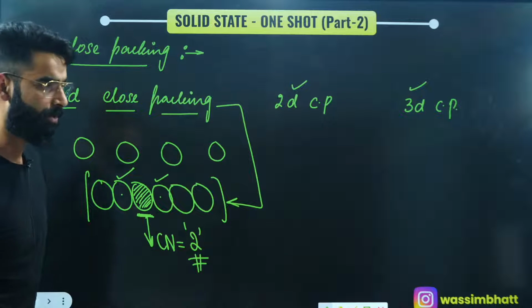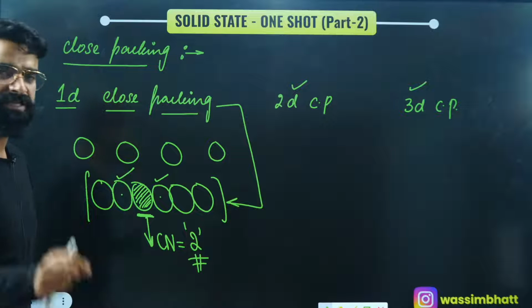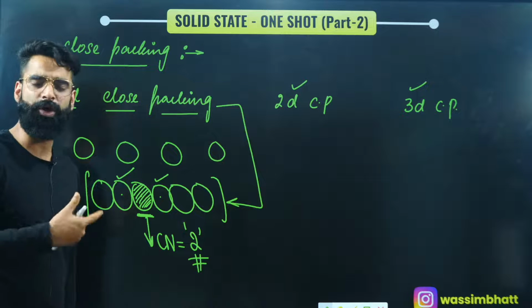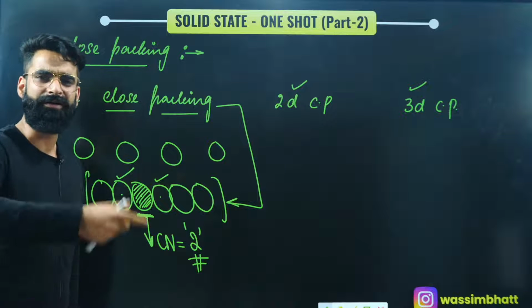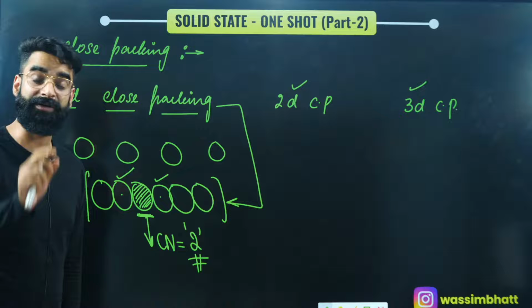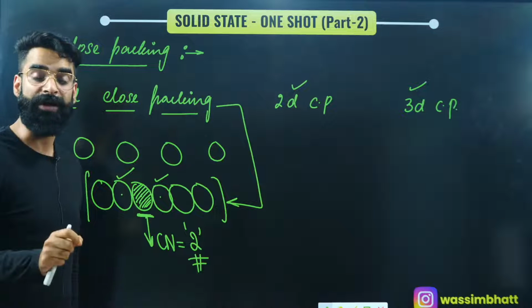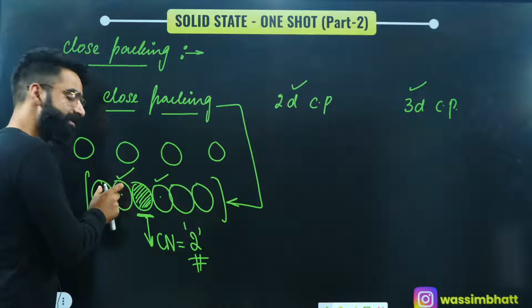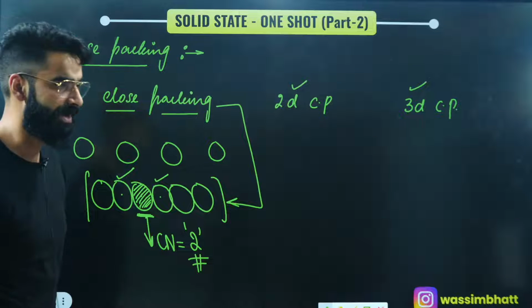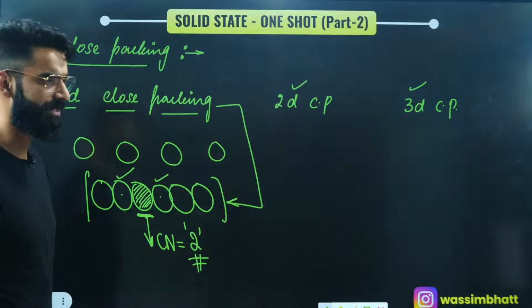I hope you got it properly. So this was our first type of packing, in which we arrange the constituent particles of the solid along a line. You can arrange them either along the x-axis, y-axis or z-axis, but you have to keep one thing in mind, that the empty spaces between the constituent particles must get minimized. Very simple. I'm sure it's clear to everyone.